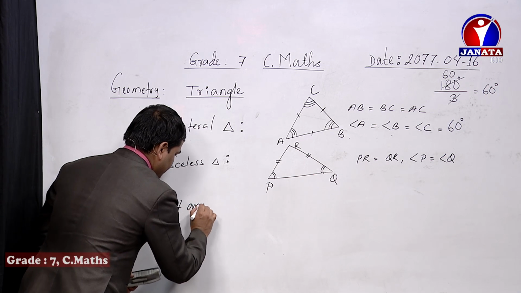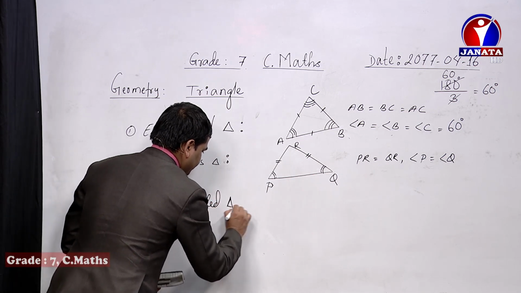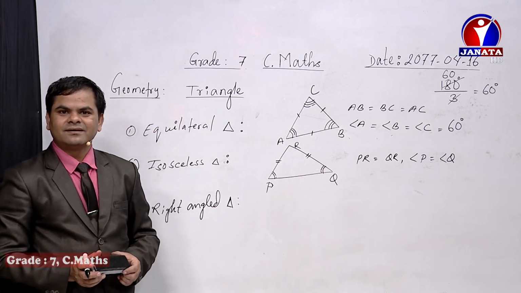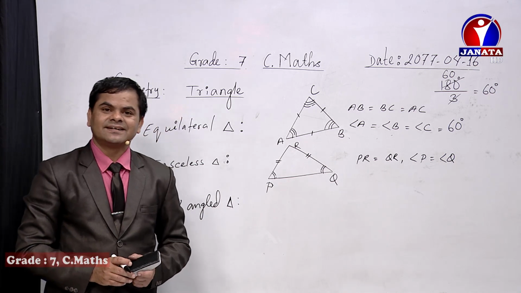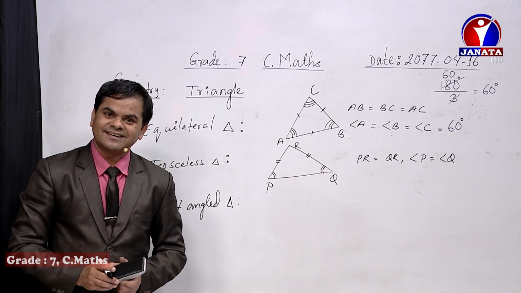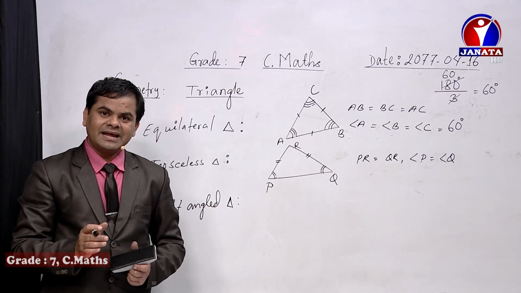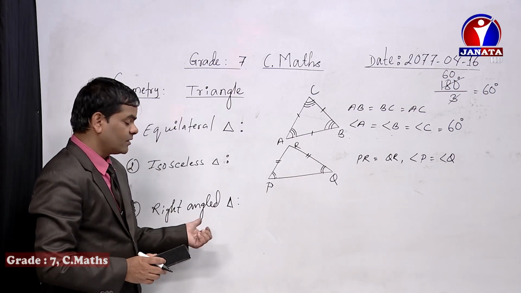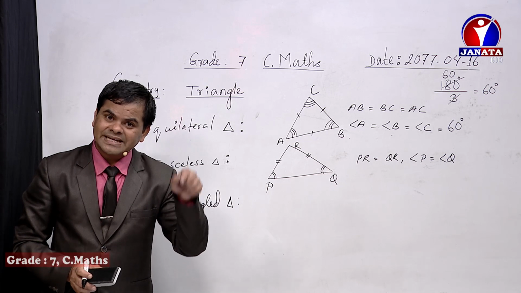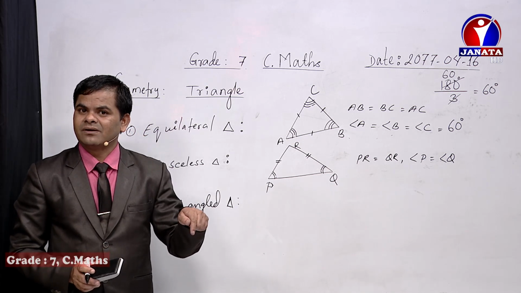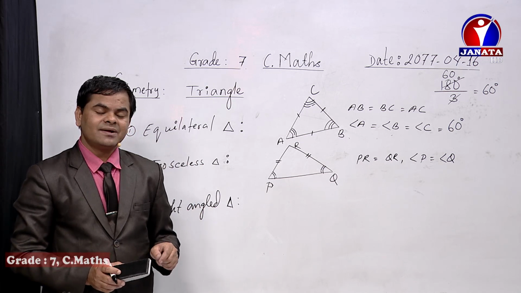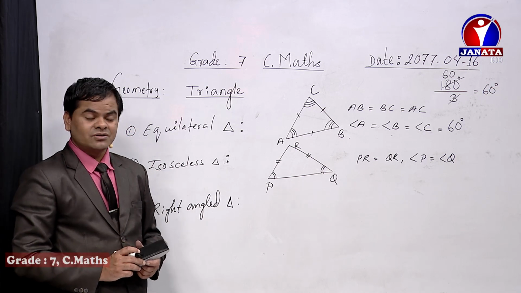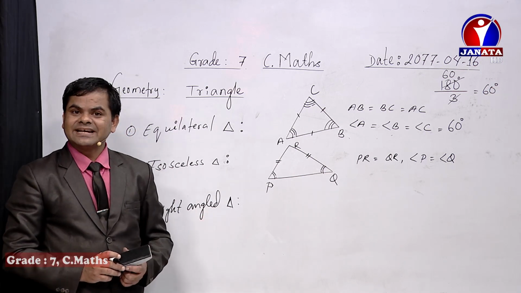Right angle triangle. Dear student, you know the right angle, isn't it? A right angle represents an angle of 90 degrees, isn't it? If the measure of an angle is 90 degrees, that angle is known as a right angle. So a triangle in which, among those three angles, one angle is 90 degrees, that type of triangle is denoted as a right angle triangle, or that type of triangle we need to understand as, oh, this is the right angle triangle.